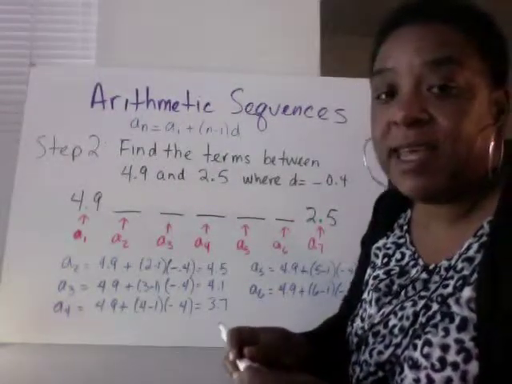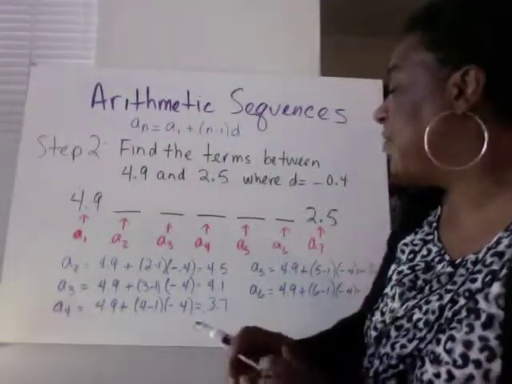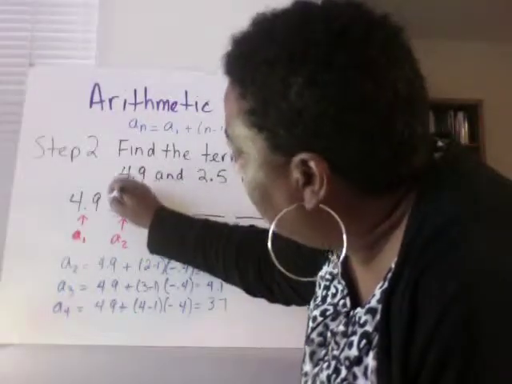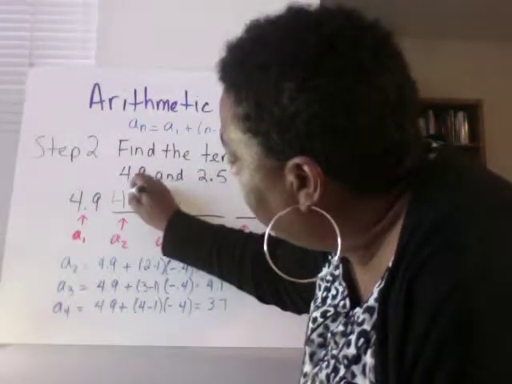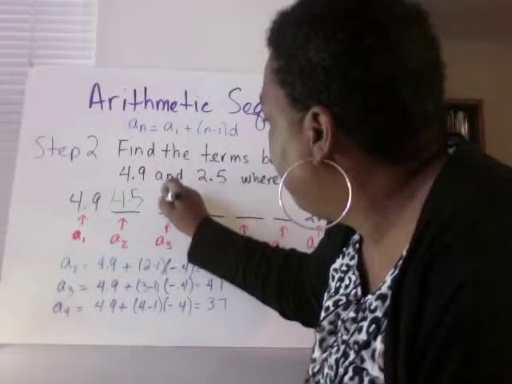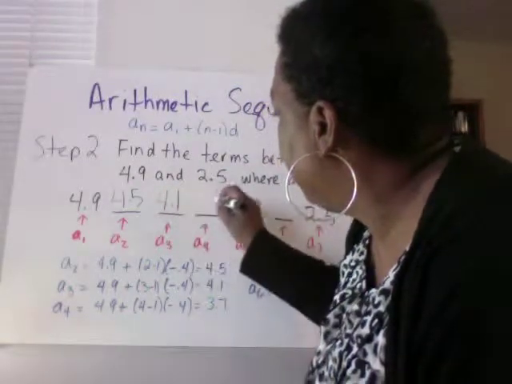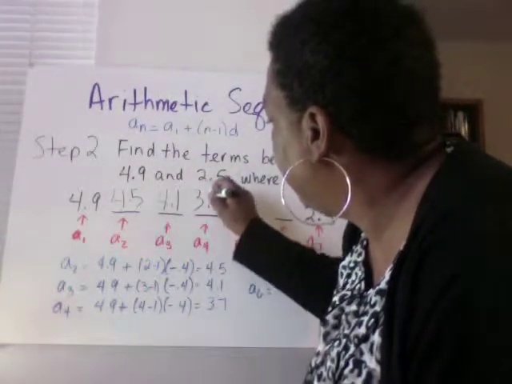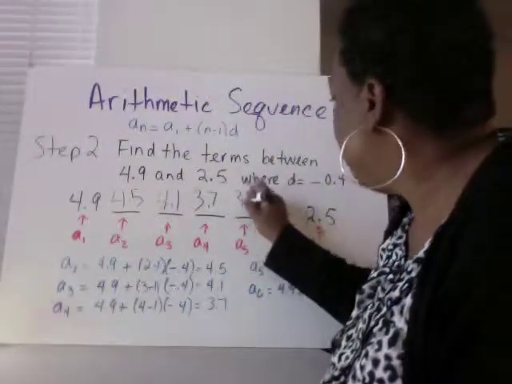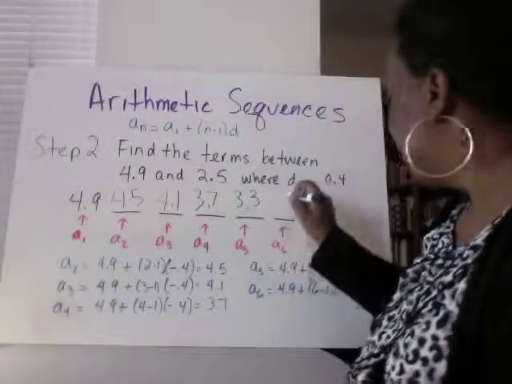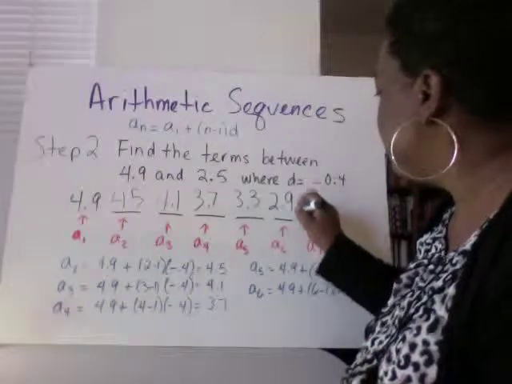So I'm going to fill in the missing terms of our sequence. 4.5, 4.1, 3.7, 3.3, and 2.9.